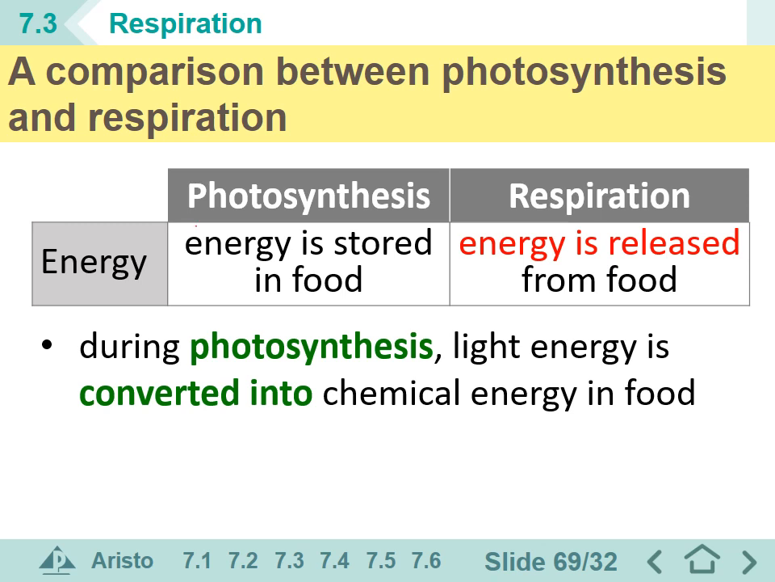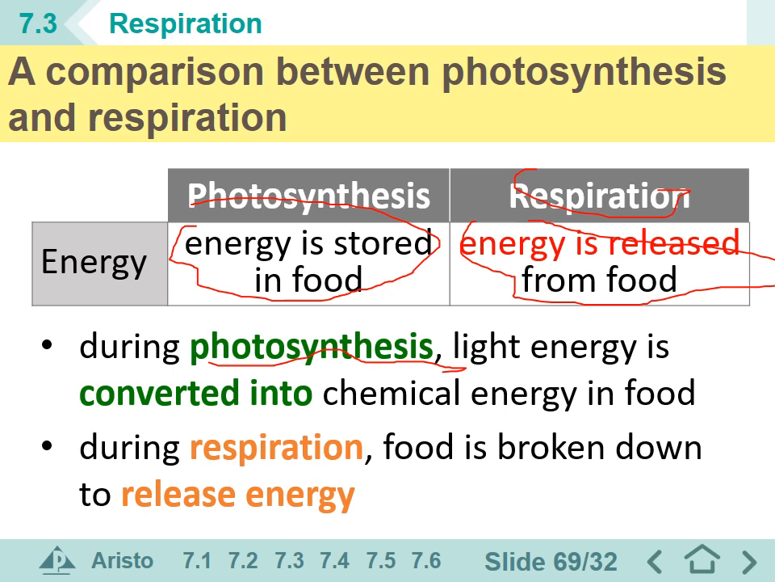So the energy is stored in food. For respiration, the energy is released from food. So during photosynthesis, the light energy is converted into chemical energy. During respiration, the food is broken down to release energy. So it may not be light energy. Okay, it can be converted to any other type of energy.